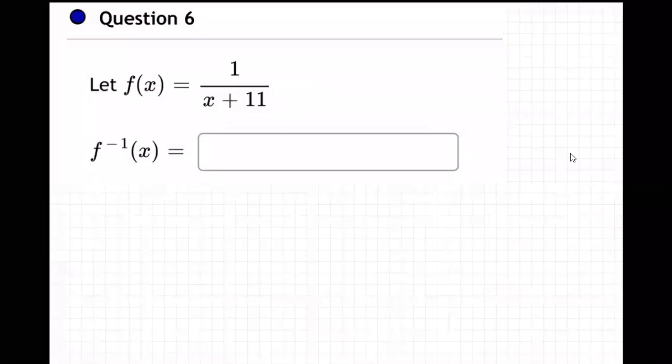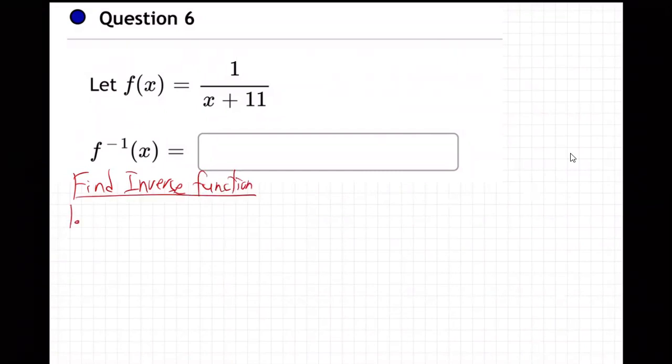So again, they want us to find the inverse function. So let's go through the two steps again to find an inverse function. What do you do? Number one, invert x and y.